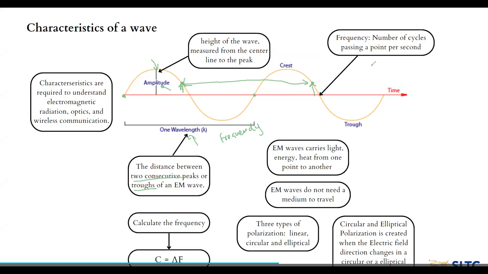Frequency is the number of cycles that pass a point per second. How many cycles pass a certain point in a second, we call the frequency. If the frequency is high, the number of cycles that pass that point will be very high. If it is very low, then the number of cycles that pass one point will be low.